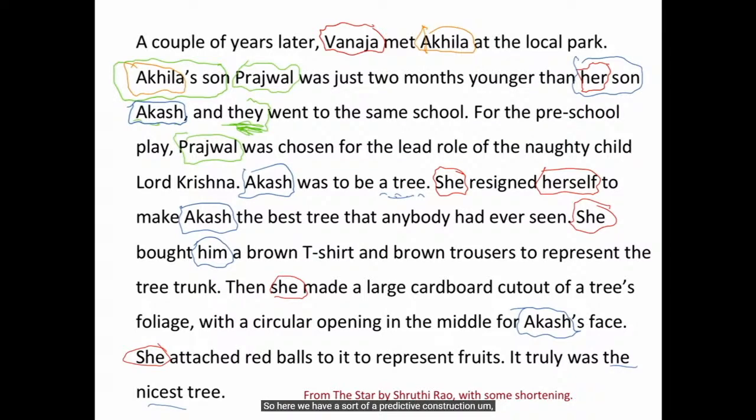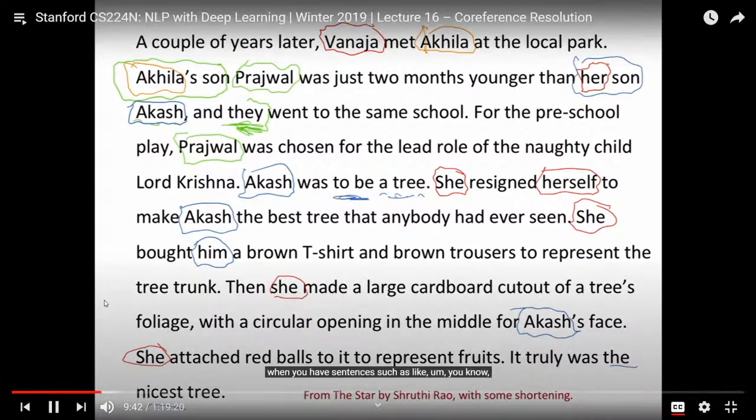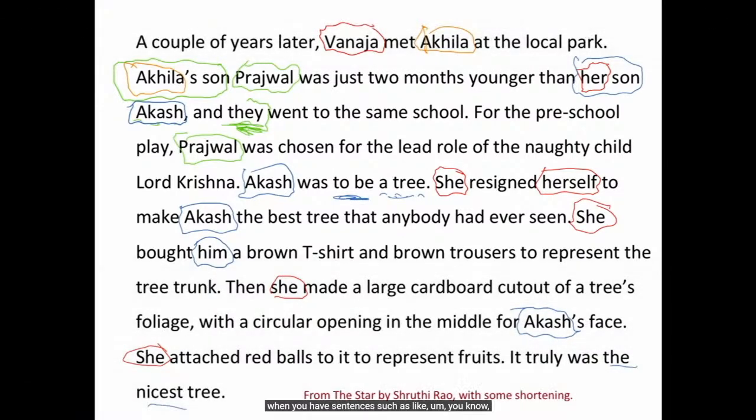So here we have a predicative construction with "be," and when you have sentences such as "my child is the smartest kid in the class," in some sense you're saying that the smartest kid in the class has the same reference as my child. Some systems count links over that kind of predication as coreference, whereas others don't and think that's not quite reasonable. So different things go on.